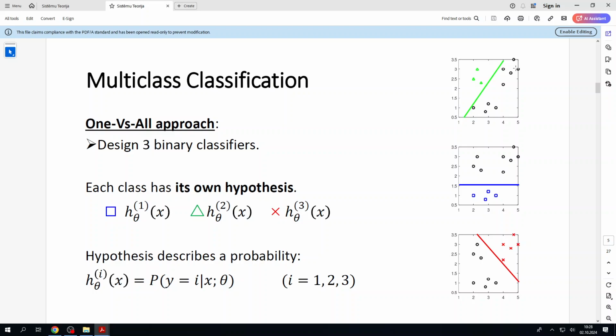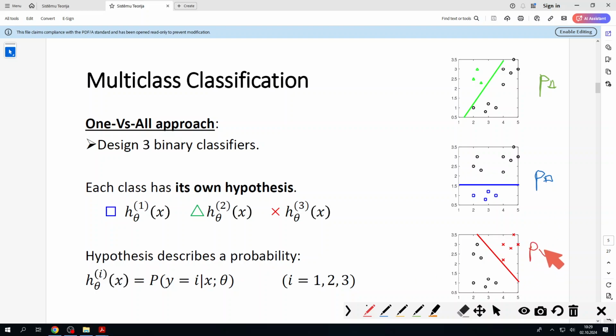We are only interested to know if this is a triangle, yes or no, which is going to return a certain probability, like P1, or let's say P triangle. Likewise, the second classifier is going to return the probability of square, and the third one is the probability of the cross.